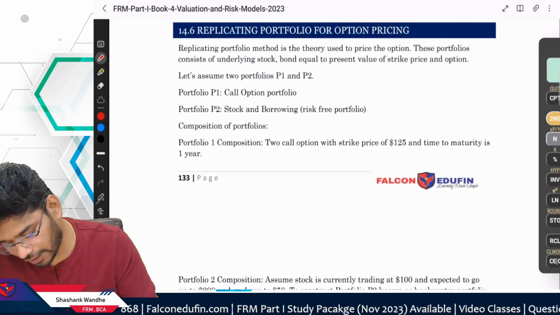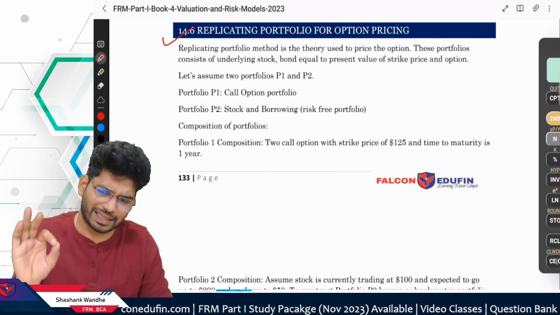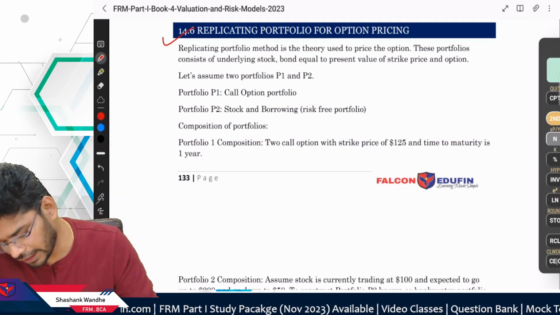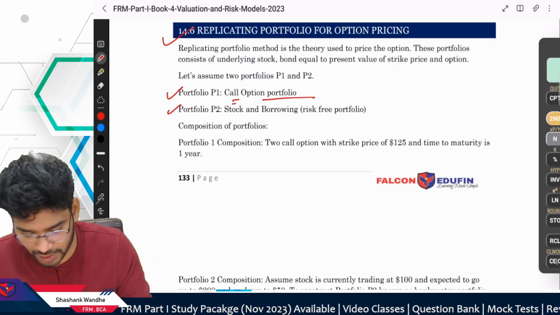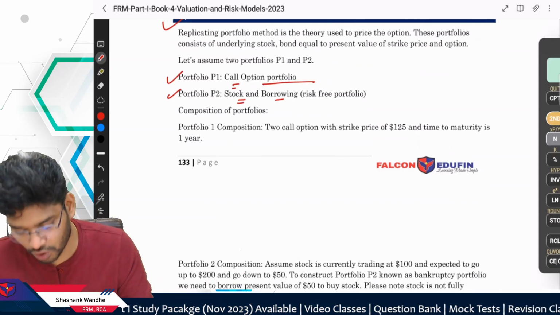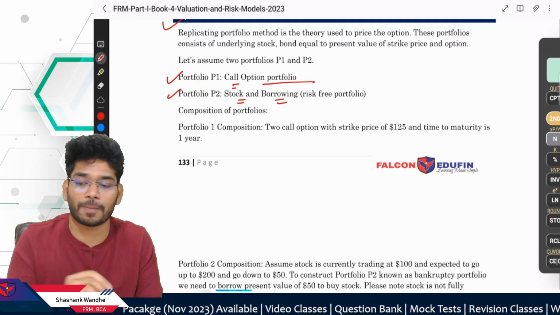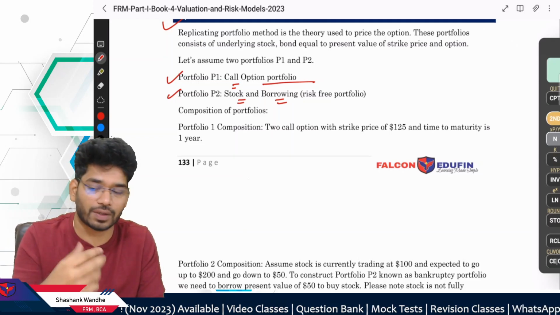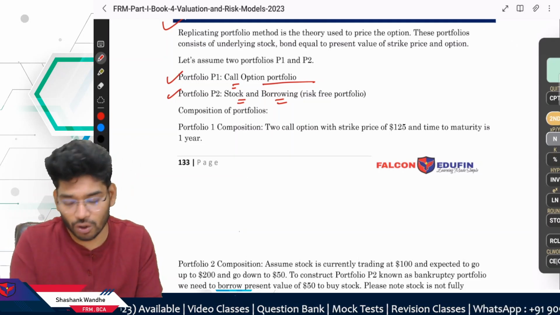Then we have the concept of the replicating portfolio. Replicating portfolio is a very simple and straightforward concept. Here we assume two portfolios. The first portfolio is the call option portfolio. The second portfolio is the stock plus borrowing. The stock plus borrowing portfolio is what you need to calculate, and then you will be able to match it with the call option portfolio.